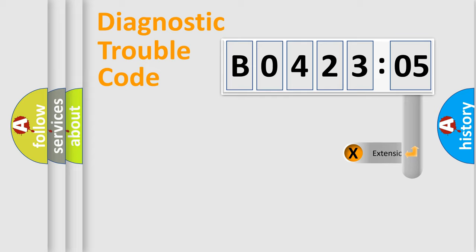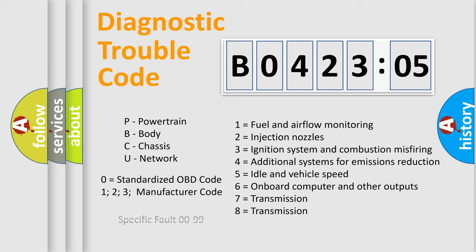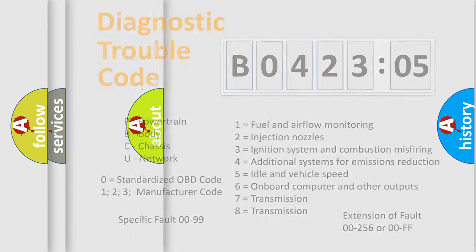The add-on to the error code serves to specify the status in more detail. For example, a short to the ground. Let's not forget that such a division is valid only if the second character of the code is expressed by the number zero.